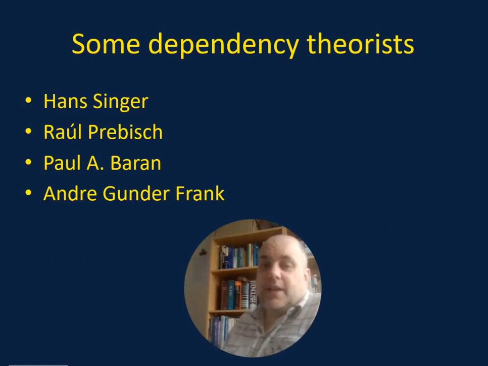In terms of key writers on dependency theory, people like Hans Singer, Raoul Prebisch, Paul Baran and André Gunder Frank. Again, most of this was written quite a long time ago, in the middle of the 20th century, so it's not new stuff, but I think nonetheless it remains very relevant. So those are some of the key names if you want to do some further reading around dependency theory.